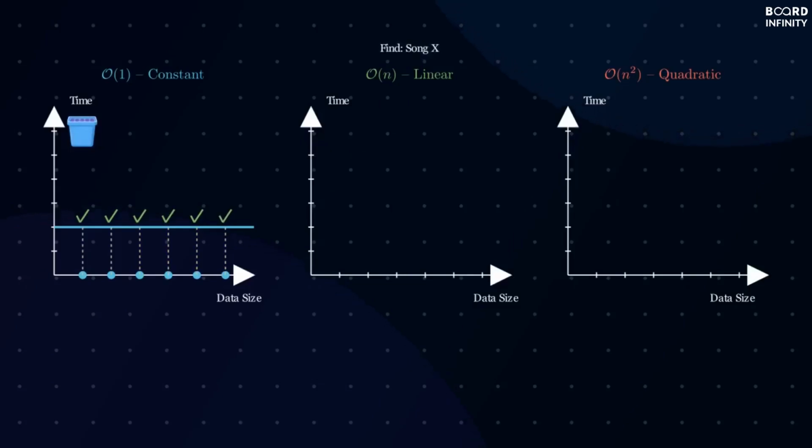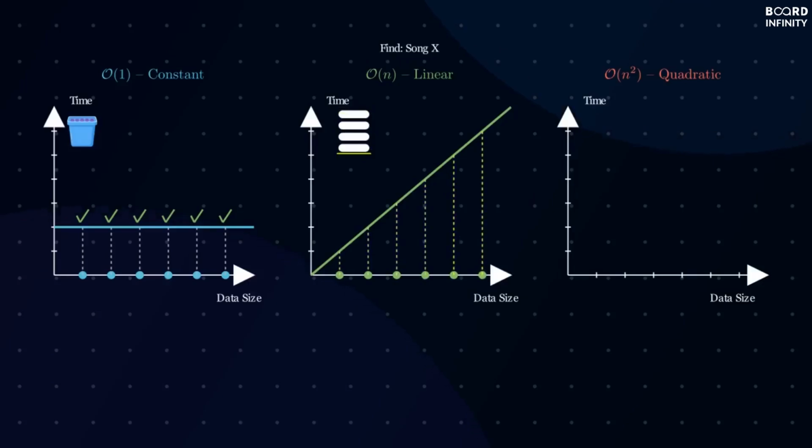Finding a song in a hash table is O(1). Whether 100 songs or 100 million, it's one step. Growth happens in the data, not in the work required. O(n) means linear time. Double the data, the operation takes twice as long. Searching an unsorted list is O(n). 1 million songs, check up to 1 million. 2 million, check up to 2 million.